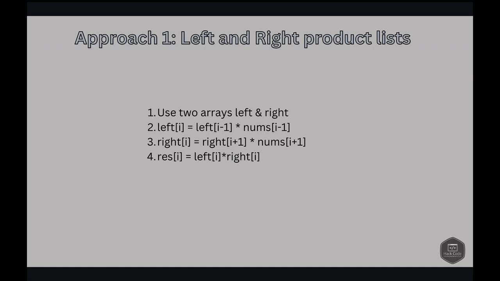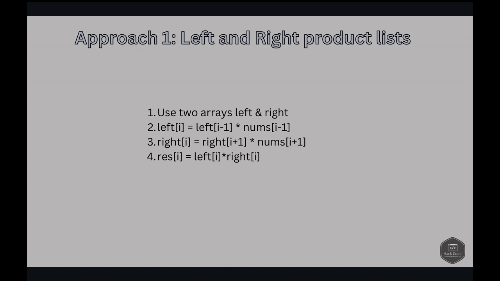For the other array, we do the same thing but in reverse. We start with the initial value of 1 in right[n-1], basically taking into consideration the last index in the array, where n is the length of the given nums. We keep updating right[i] in reverse. So right[i] is equal to right[i+1] into nums[i+1]. Remember that right[i] represents the product of all elements to the right of the element at index i.